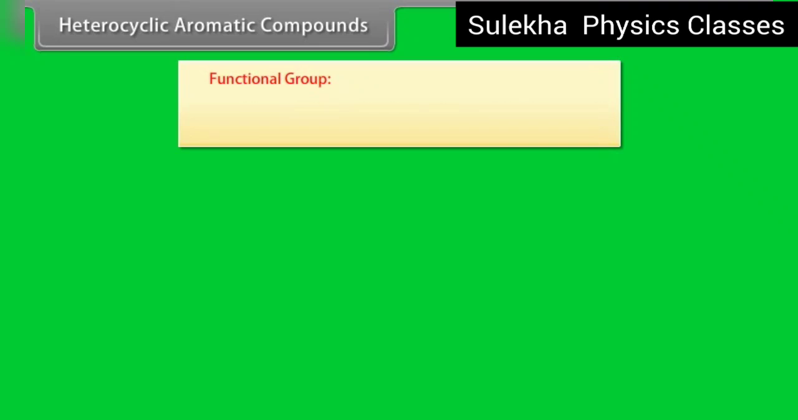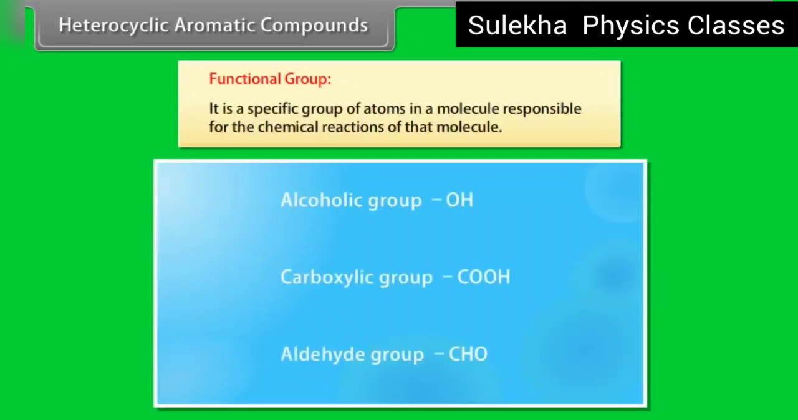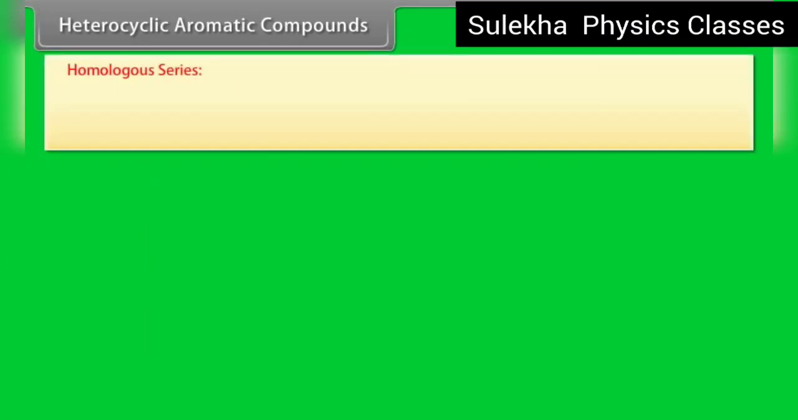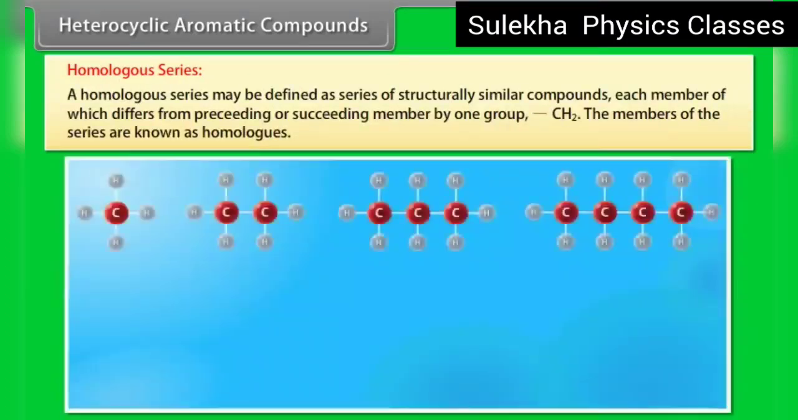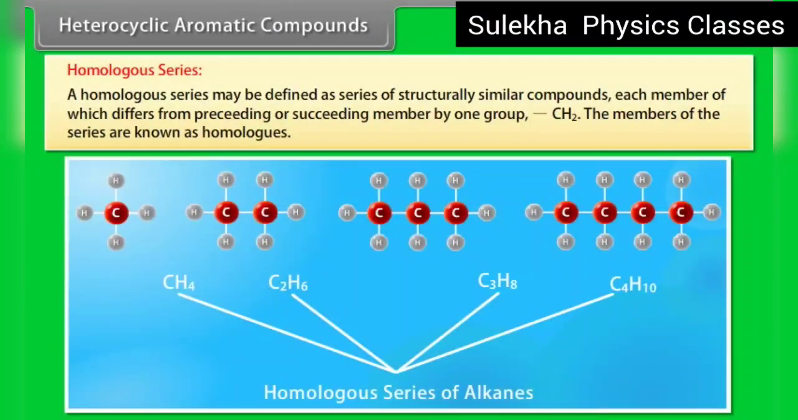Typical heteroatoms are nitrogen, oxygen, and sulfur. Functional group. It is a specific group of atoms in a molecule responsible for the chemical reactions of that molecule. Homologous series. A homologous series may be defined as a series of structurally similar compounds, each member of which differs from the preceding or succeeding member by one group, CH2. The members of the series are known as homologs.